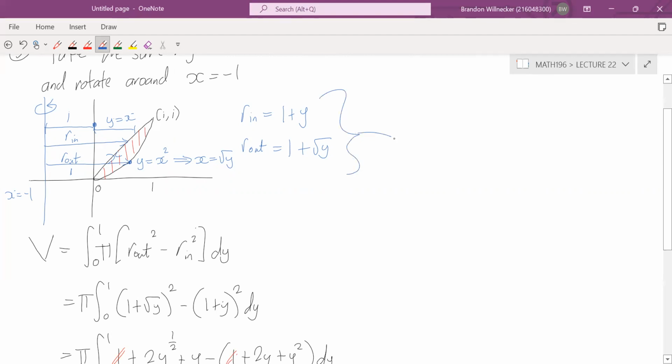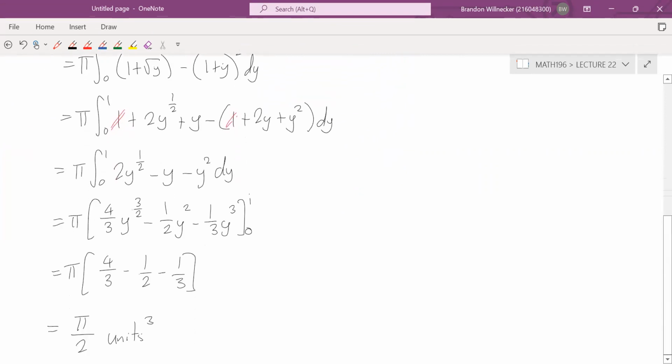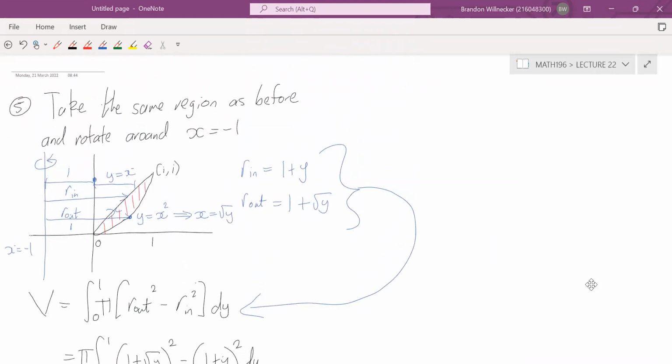Okay, and then that gives us our 2 radii. Once we have our 2 radii, we substitute it into our formula, do the integral, and then we end up with the volume. Okay, so really not too bad. Just be very careful when the axis gets shifted around. Okay, you need to measure the distance a bit differently then.